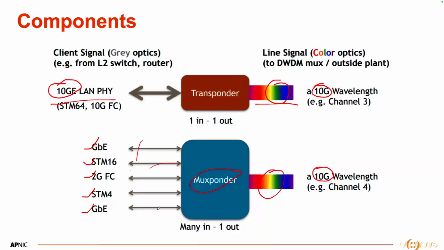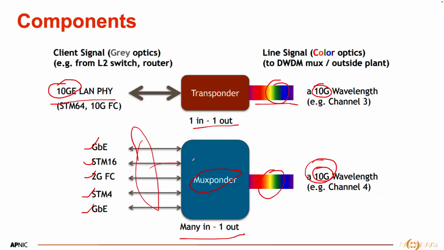So the combination of different client ports from different kinds of payloads, they all together are mapped into the capacity of the line wavelength. But for transponder, it will be one in, one out. For muxponder, it will be many in, one out. What is the out? The out is the colored lambda, and that lambda has a specific capacity. It might be 10G, it might be 100G, it might be 200G, it might be anything based on your system and design and card and whatever you are using.